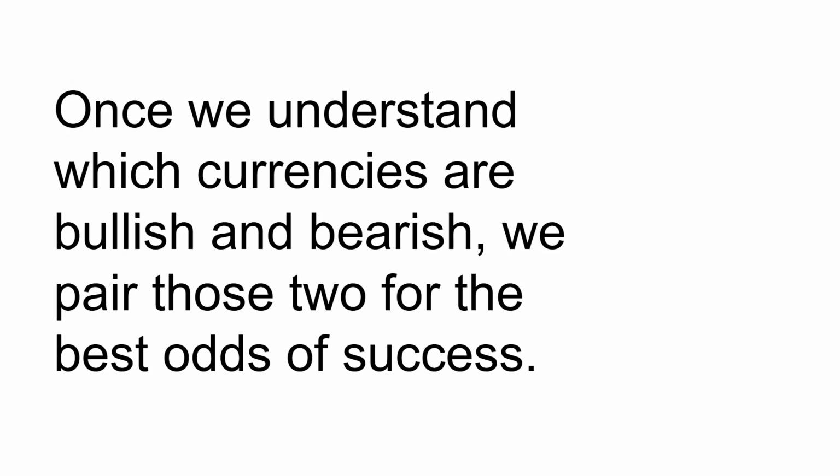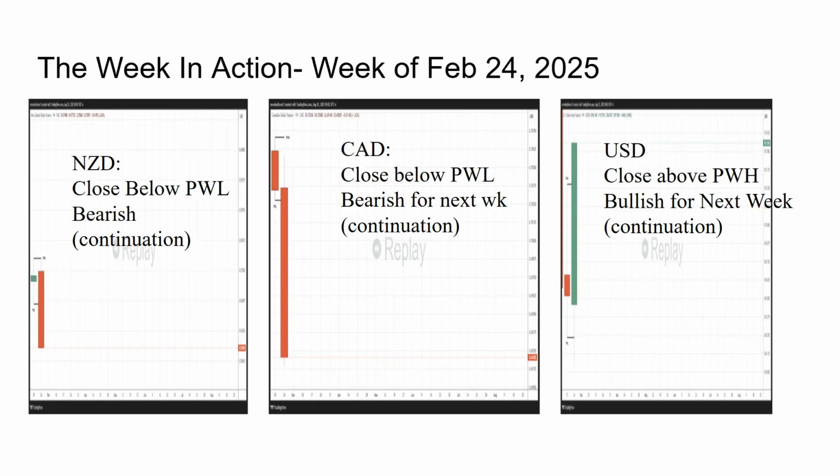Once we understand which currencies are bullish and bearish, we simply pair those two for the best odds of success. So I'm going to show you what I mean. Here's a week in action. Pretend it's Friday, Saturday, or Sunday. Either way, the market is closed and everything's done. These are three futures charts that show our directional bias for the next week. I apologize if it's small, but the price action should show you what we expect. So this is the New Zealand futures weekly chart.